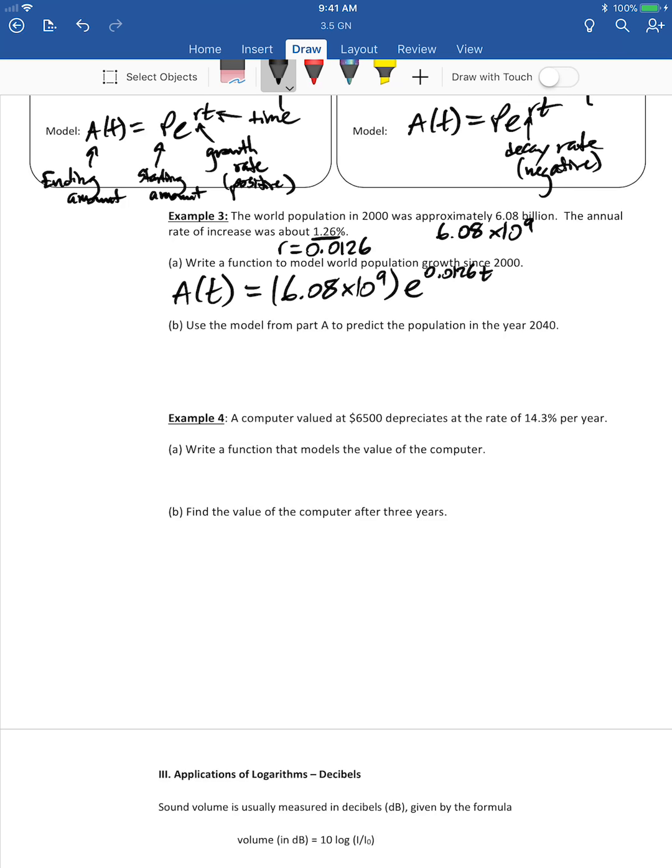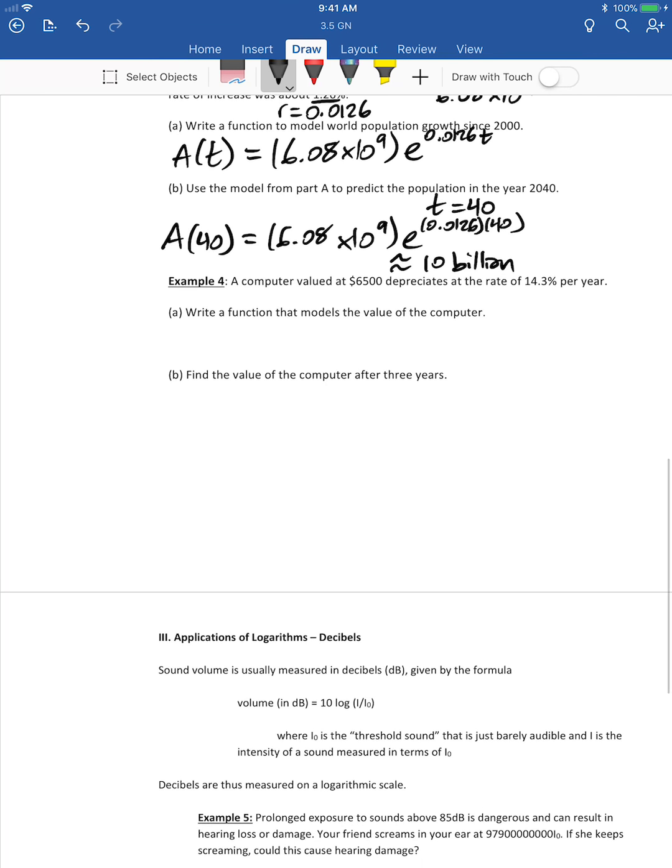Use the model from part A to predict the population in the year 2040. So from 2000 to 2040 means that t equals 40. Excellent. I hope you all got that right. So I'm looking for A of 40 equals 6.08 times 10 to the 9th times e to the 0.0126 times 40. If I plug that into a calculator, I will get about 10 billion people by 2040. If you're curious, we have already passed 7 billion. I think we're well on our way to 8 billion. So 10 billion really doesn't seem too far off from here.